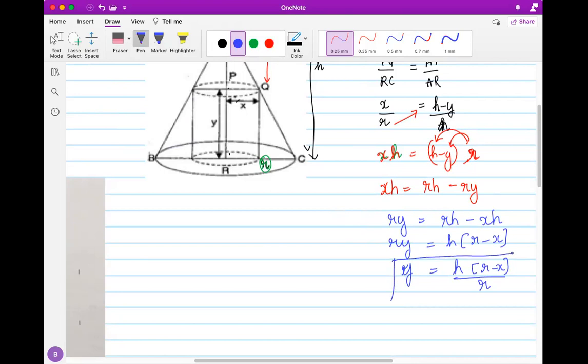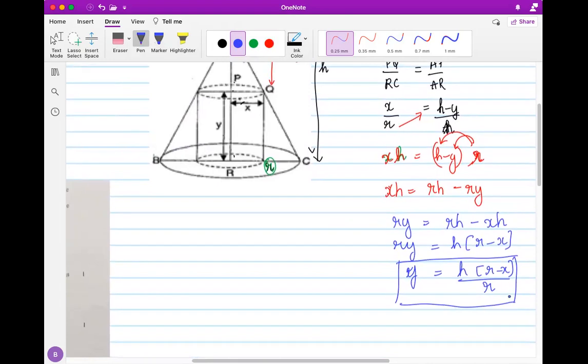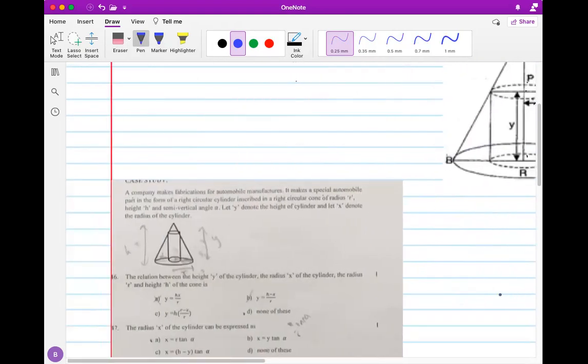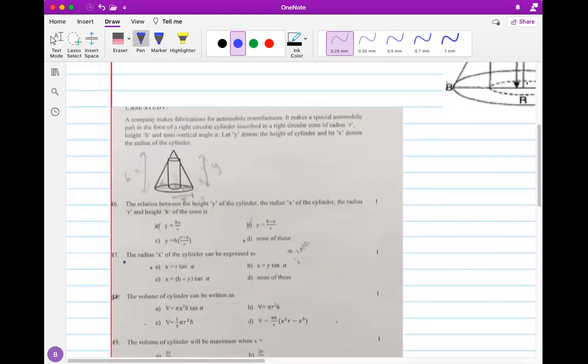So let us look into the options. Y is equal to h into r minus x divided by r. So here, option C, y is equal to h into r minus x divided by r, is the right answer. Now we go for question number 17.